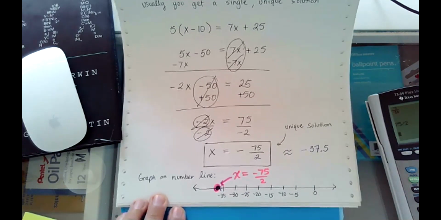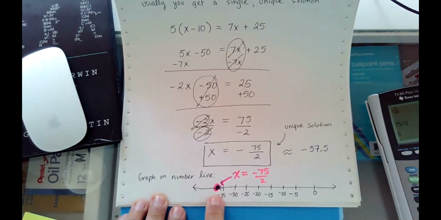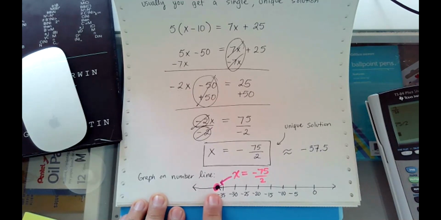So that unique solution is just plotted as a point, a single point on the number line, because it just represents a single number that you're interested in. Okay, does that make sense?